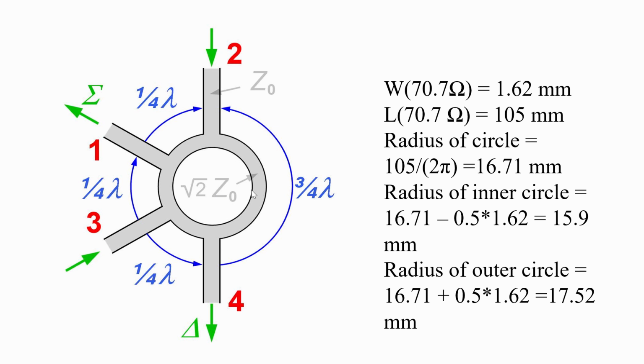That means to calculate the inner radius, we have to take radius minus half of the width of this strip. So the radius of the inner circle is 16.71 minus half of the width of the strip, which is equal to 15.9 mm. Similarly, the radius of the outer circle will be equal to 16.71 plus, instead of minus, here it will become plus, half into 1.62, which is equal to 17.52 mm.